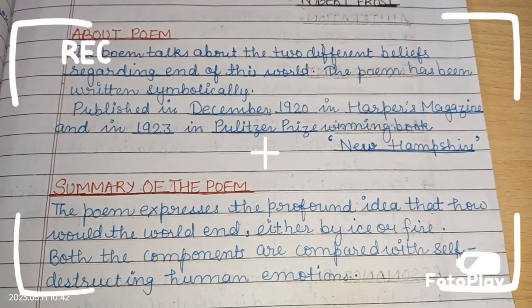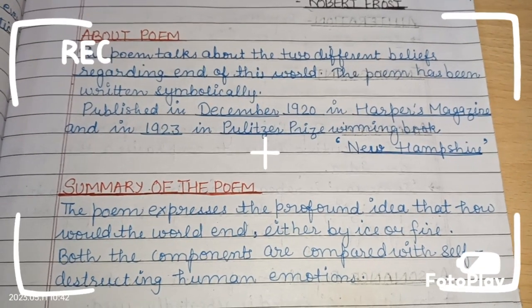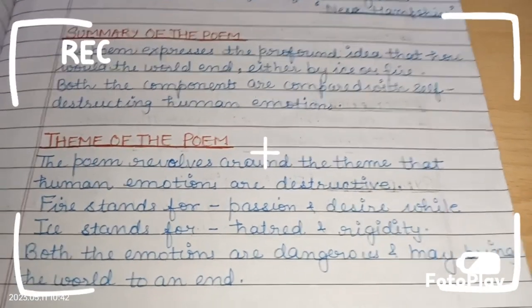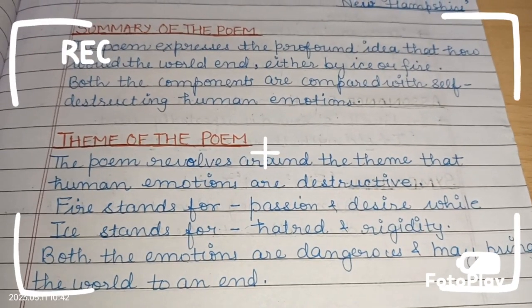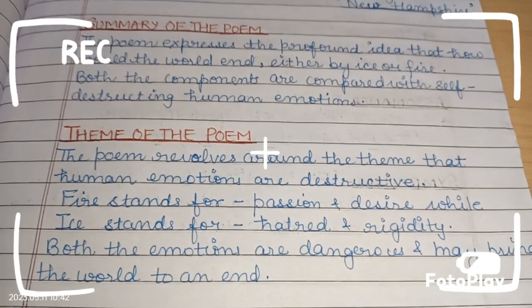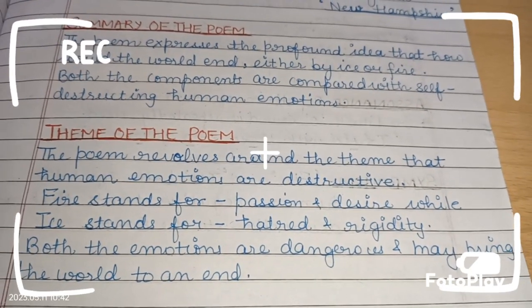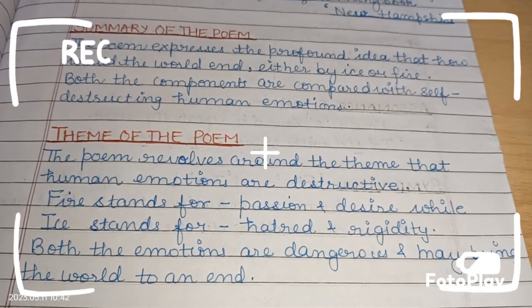Here the poet is discussing two different aspects, fire and ice. They both are representing human negative traits. Getting to the theme of the poetry. The poem revolves around the theme that human emotions, the human traits that are getting negative, might be destructive for the earth. The two elements that the poet has used are fire and ice. Fire stands for passion, desire, and ice stands for hatred, rigidity, numbness, insensitivity. Both the emotions are equally dangerous and may bring the world to an end.